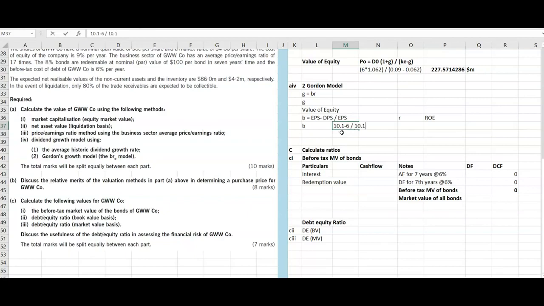So we'll start here: 10.1 minus 6 divided by 10.1. You can take it as per share value, or even the whole number value would work equally well, because if you use per share, the per share in the numerator and the per share in the denominator will get cancelled out in the formula. So you can also work it out like this and get the answer. We'll see what the answer is here.